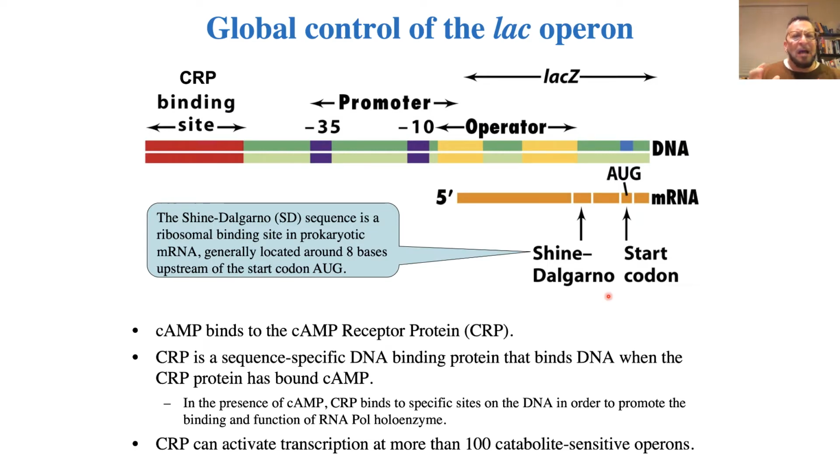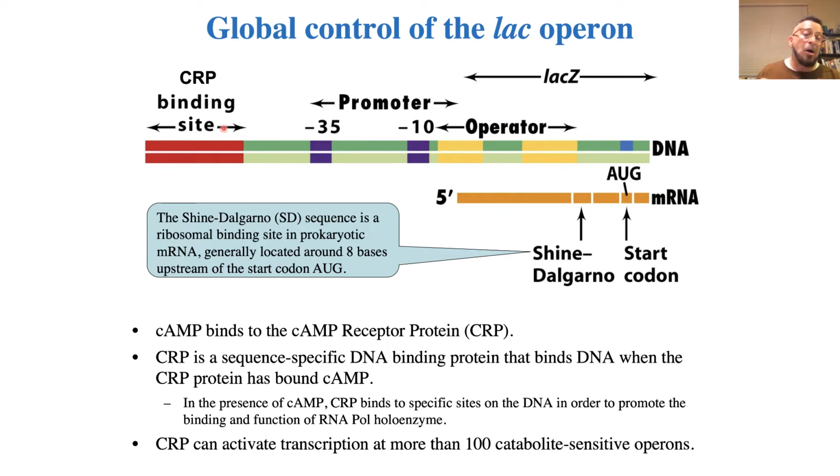So let's look a little bit about how that is working. As I told you before, we already talked about that the LAC operon contains a promoter. That promoter has the -10 and -35 region, and next to it and overlapping it, as you can appreciate here by these arrows, is the operator region. And eventually we have the expression of the LAC-Z gene.